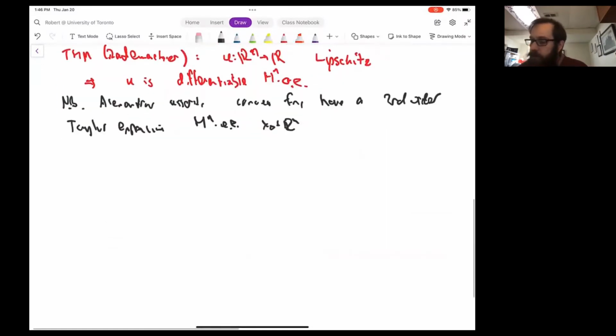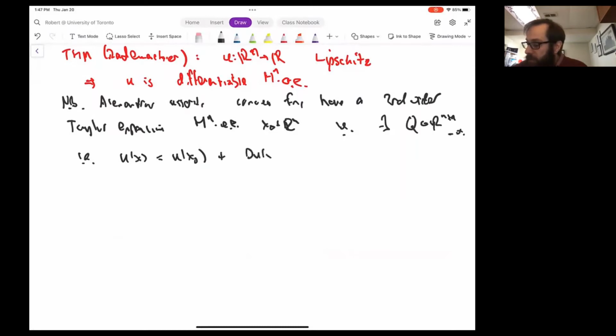In other words, there's an n by n matrix, let's call it Q maybe, such that u(x) is given by u(x0) plus the derivative of u at x0 times (x minus x0), that's the first order Taylor expansion, plus (x minus x0) Q (x minus x0) plus lower order terms, something that's little o of |x minus x0| squared as x goes to x0.